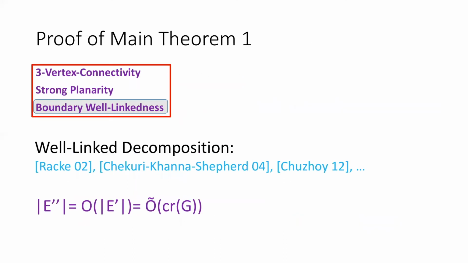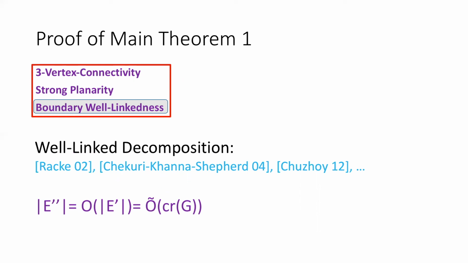So now let's follow the plan and try to get these three properties by augmenting the set E prime of edges. But first, let's start with the third property, the boundary well-linkedness property. It turns out that this property is easy to achieve using known algorithms called well-linked decompositions.